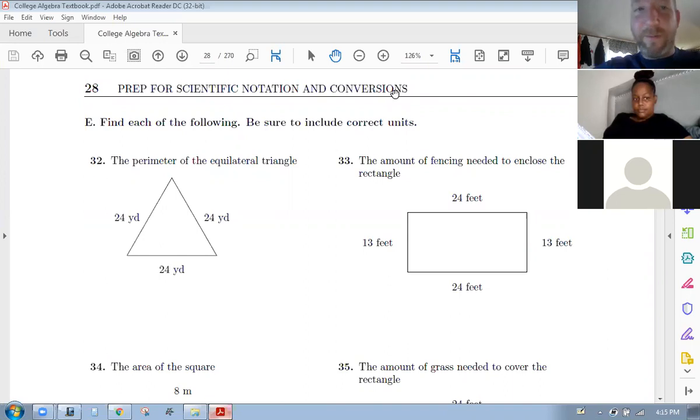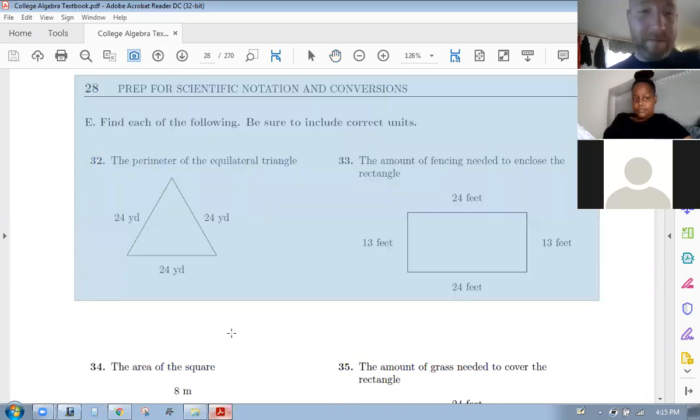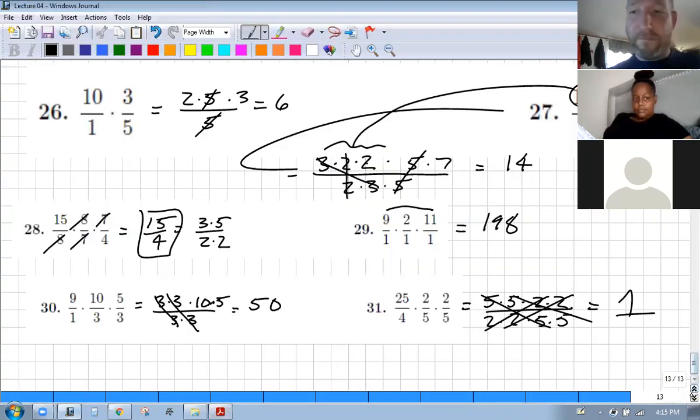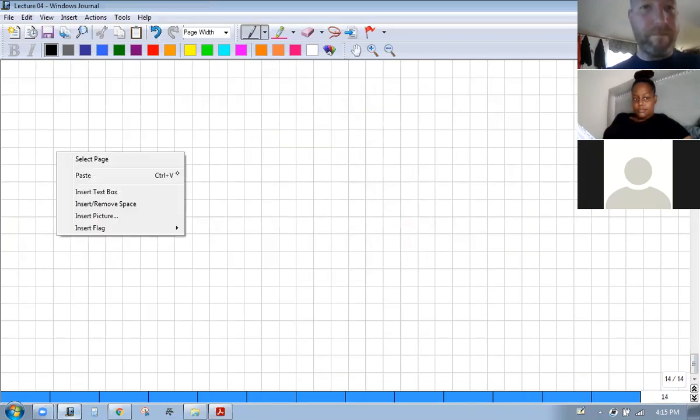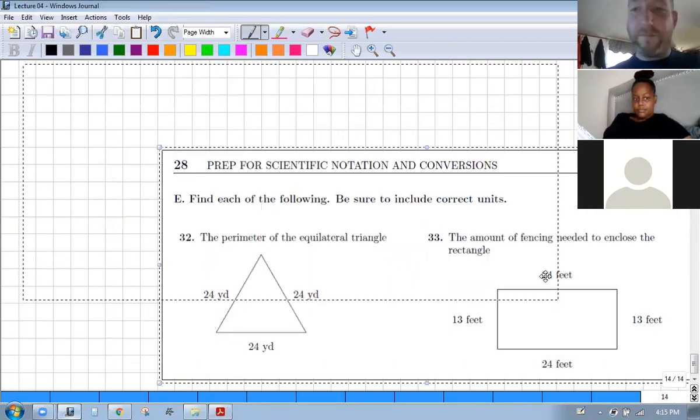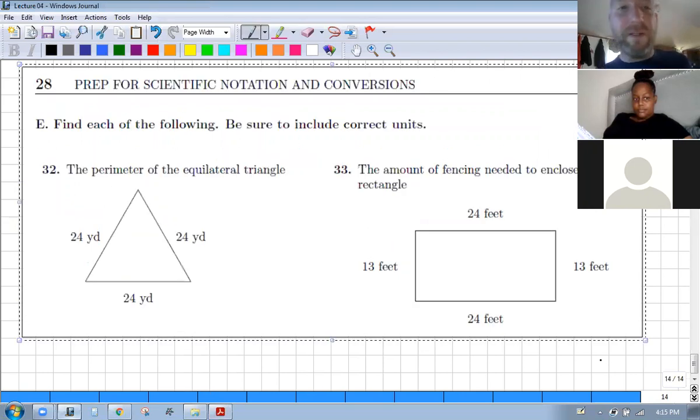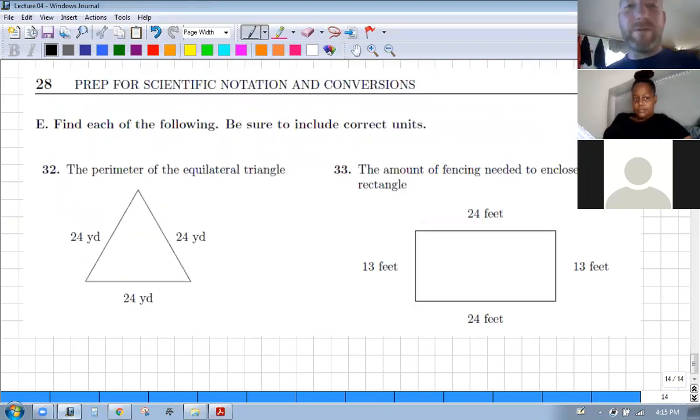All right, class, we're back. Let's see here. So they want us to find the perimeter of the equilateral triangle. The perimeter just means the distance around it, right? Like the fence, if you will. Equilateral triangle just means all 3 sides are the same.